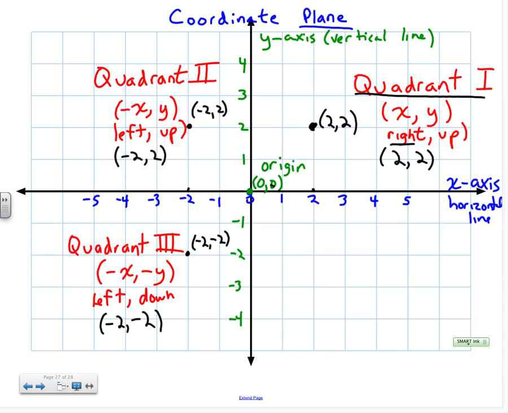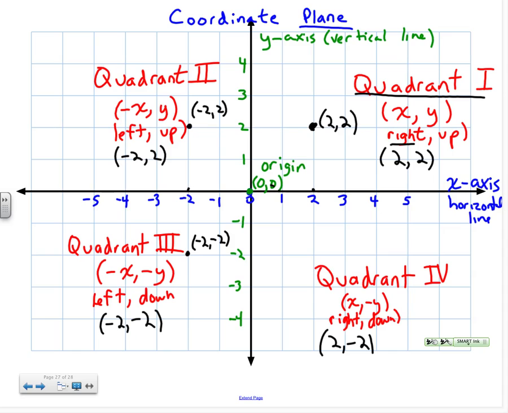And finally, quadrant 4. Quadrant 4 is capital IV for Roman numerals 4. Any point that falls in this section of the coordinate plane would be a positive x and a negative y because we have to go to the right to plot the x and we'd have to go down to plot the y. So an example could be 2, negative 2. So 2 to the right, negative 2 is down, so my 2, negative 2 would be plotted right there.